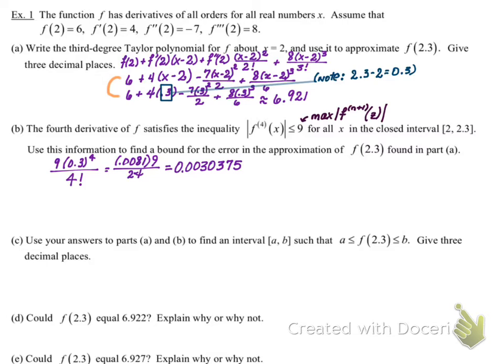So we are going to go ahead and figure out, I almost said the actual error, we are going to figure out what our bounds are for the actual value of f of 2.3. In order to do that, we're going to take our approximation, which is right here, and we are going to add and subtract our error from that.